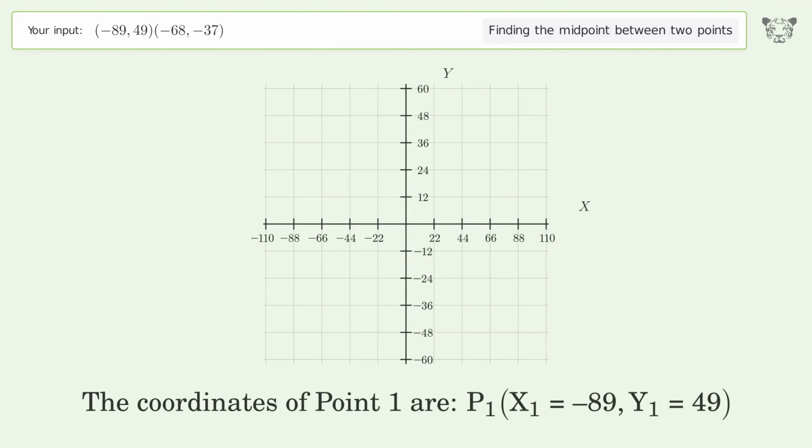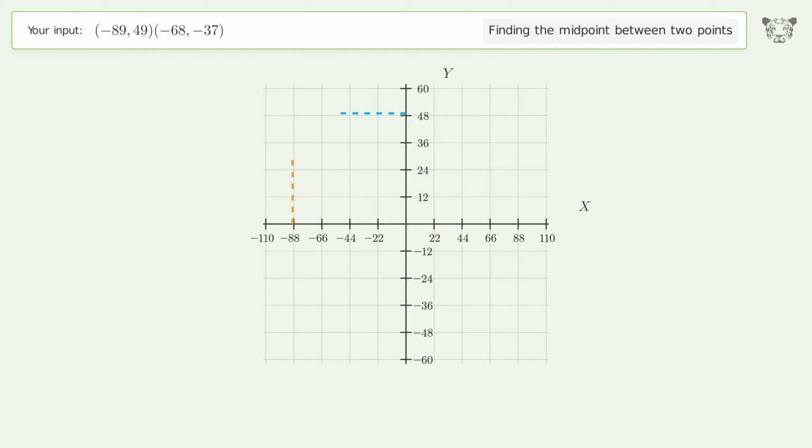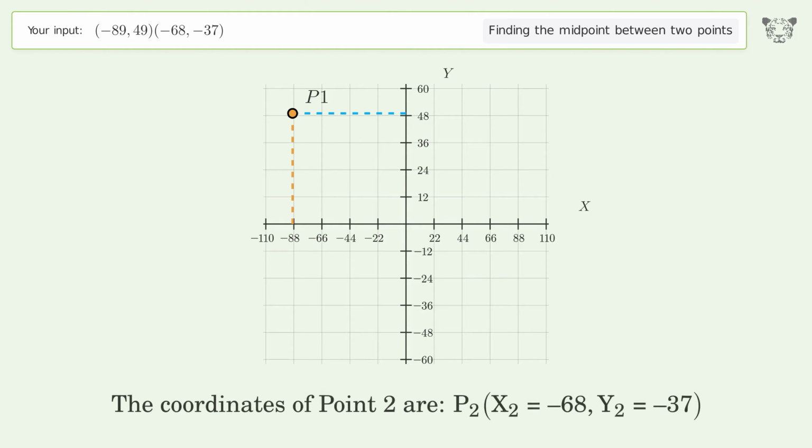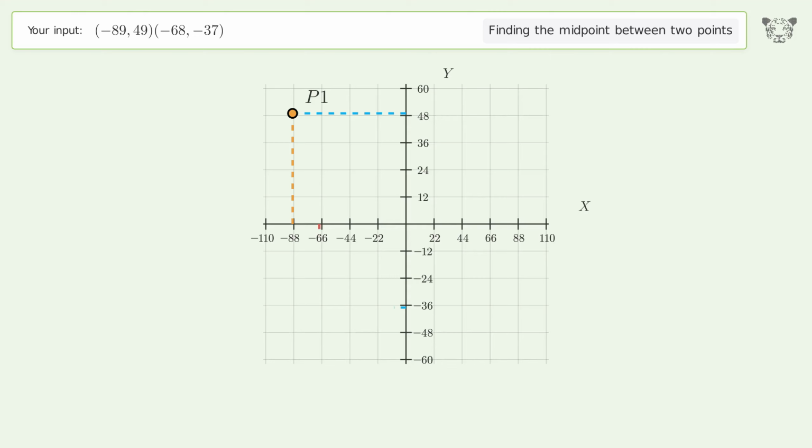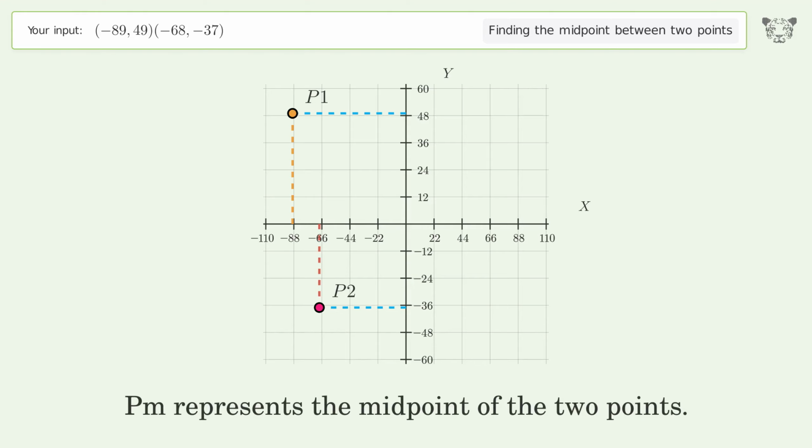The coordinates of point 1 are, x1 equals negative 89, y1 equals 49. The coordinates of point 2 are, x2 equals negative 68, y2 equals negative 37. PM represents the midpoint of the 2 points.